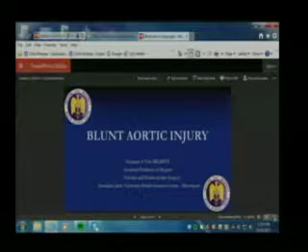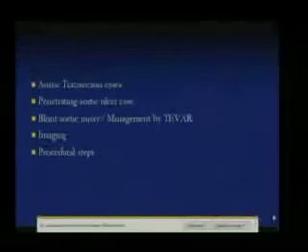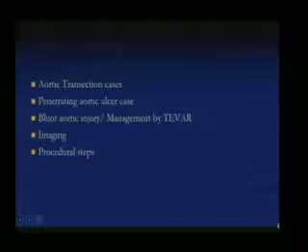The topic for today is blunt aortic injury. We have a couple of cases of aortic transections which we did recently, and one penetrating aortic ulcer case. Then we'll talk about blunt aortic injury, some mechanism of injury, pathophysiology, and imaging, and management by thoracic endovascular stent graft. We'll talk about the imaging modality for blunt aortic trauma, and we'll go briefly over the procedural steps of the TEVAR as well.